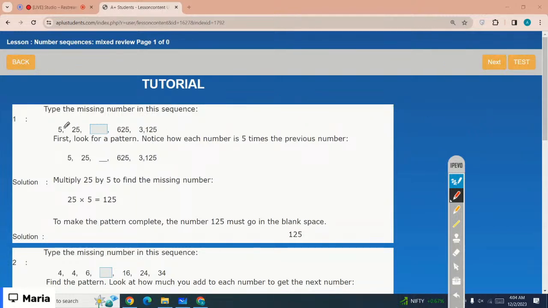They are 5, 25, the missing number, 625 and 3125, right? Each next number, you have to multiply the previous number by 5 to get the next number, right? You can see here 5 times 5 is 25, 625 times 5 is 3125, so that would be 25 times 5. 25 times 5 is 125, so the missing number is 125, right? Let's just start with the test questions.